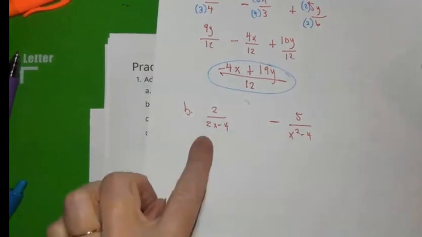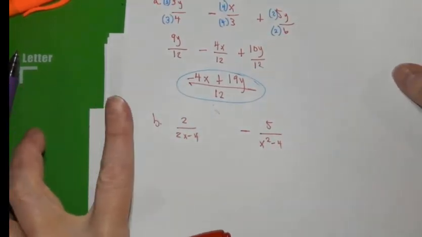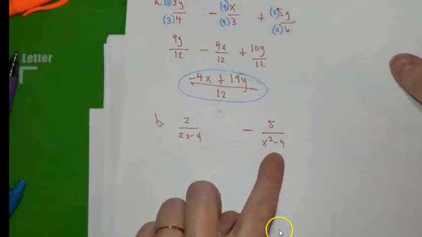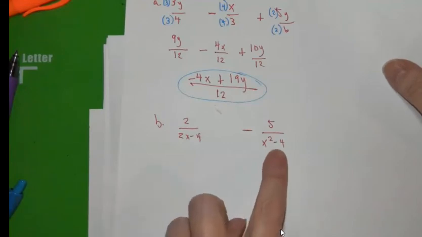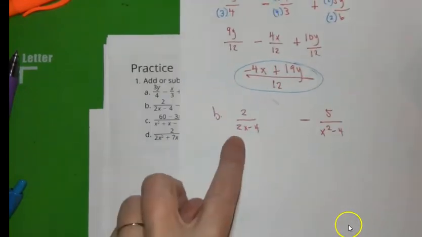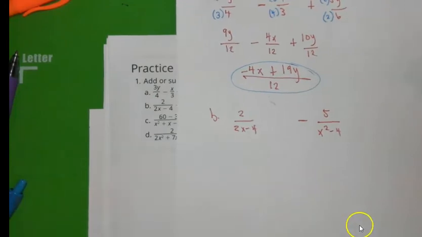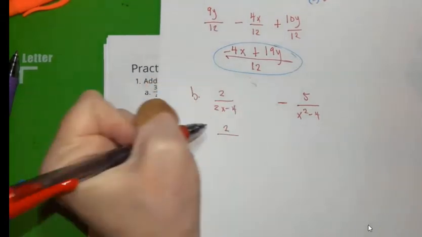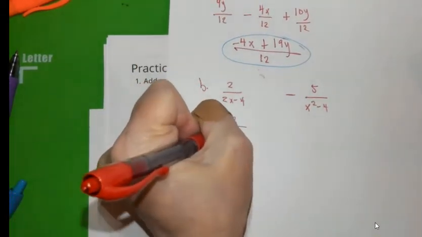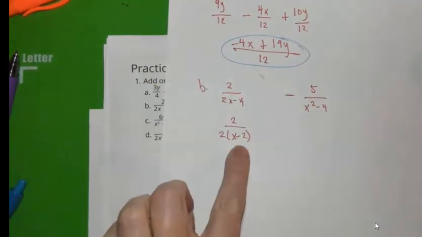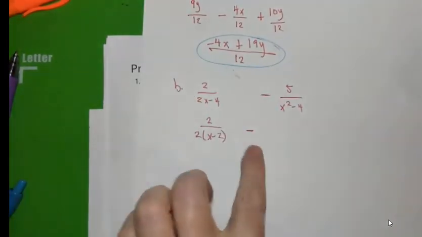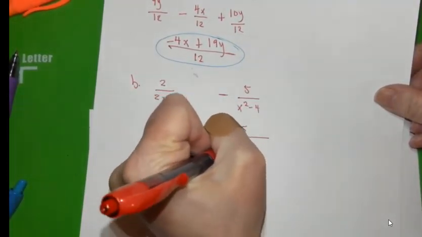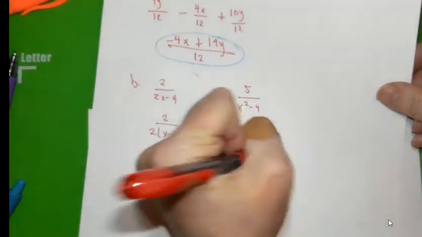Okay, our denominators are different, but in this case, we have something that factors. So this is going to be a big part of what we do with rational expressions. When you see a difference of squares like this, the first thing you want to do is factor this. And this also, this 2x minus 4, has a common factor of 2. So I'm going to factor both of these denominators. So this 2x minus 4 is the same as 2 times x minus 2 if you factor out your 2. And then put your minus sign here, and then let's factor the difference of squares. So this will be x plus 2 and x minus 2.